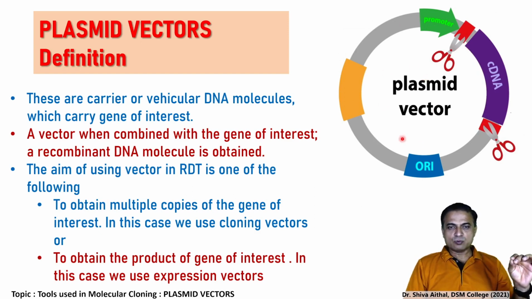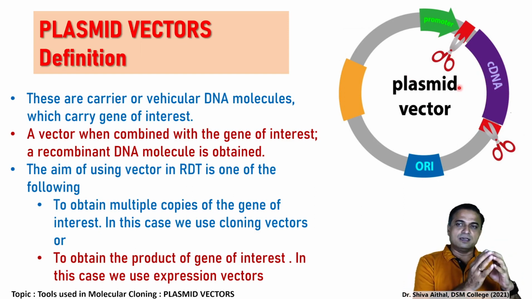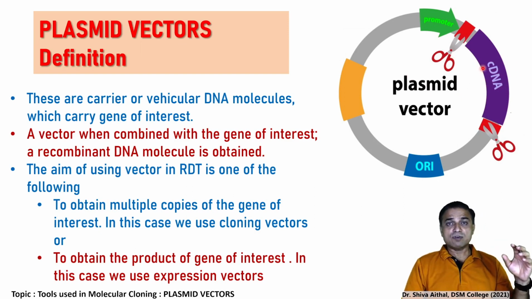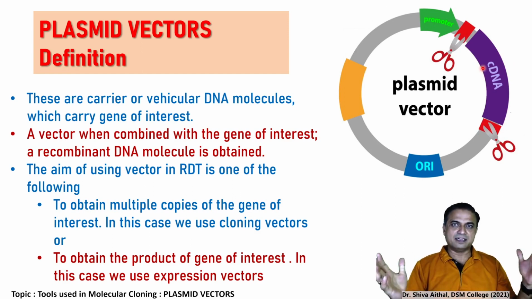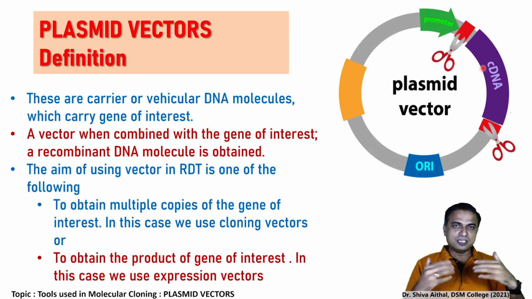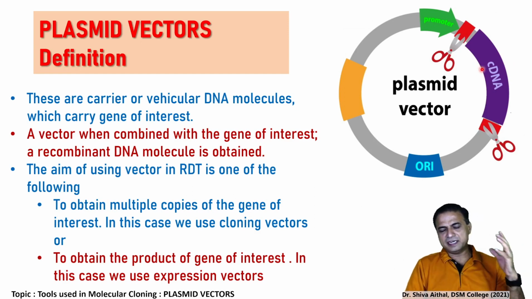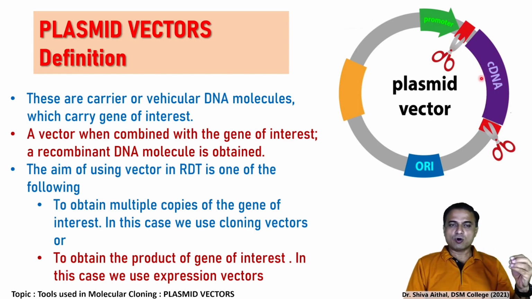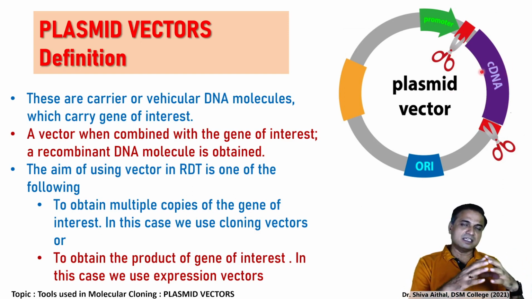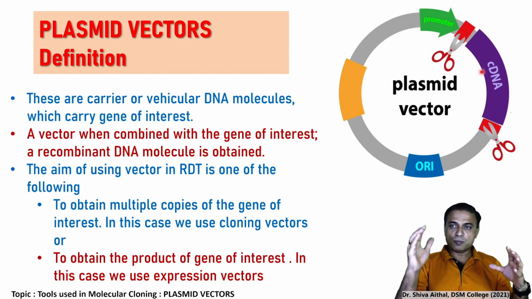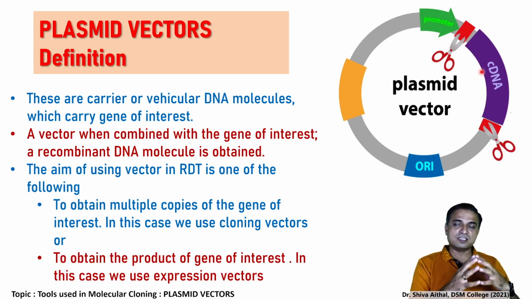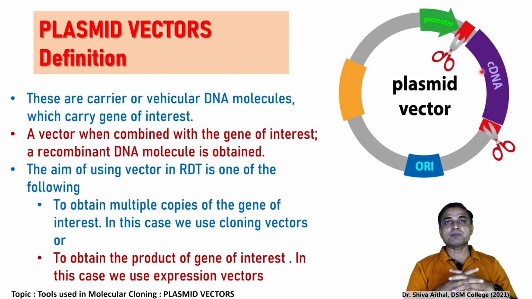The aim of using this vector in recombinant DNA technology is first to obtain multiple copies of the gene of interest which we have isolated, because this is our patent, this is our strength in the market. Whatever market you generate or industry you create, this gene of interest is your patented gene. So you need to obtain multiple copies, and to obtain the product from this gene of interest in a stable form, you need to express this into vectors.